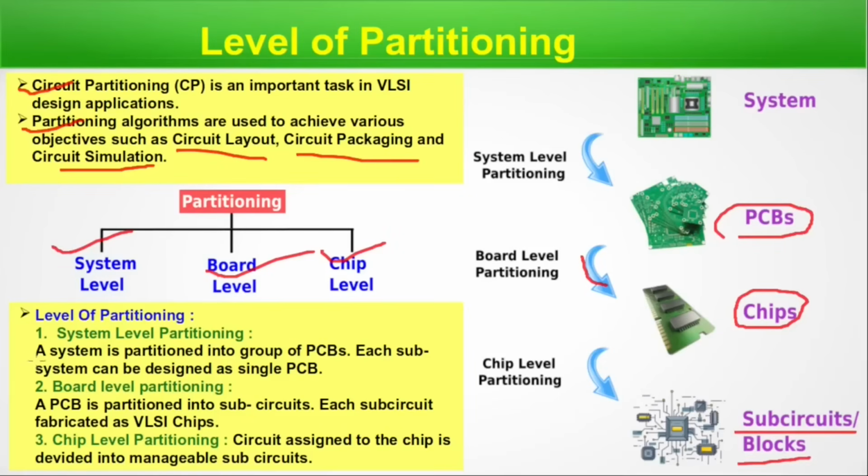In system level partitioning, a system is partitioned into a group of PCBs. Each subsystem can be designed as a single PCB. In board level partitioning, a PCB is partitioned into subcircuits. Each subcircuit is fabricated as a VLSI chip. And third, in chip level partitioning, the circuit assigned to a chip is divided into manageable subcircuits. So this is all about level of partitioning.